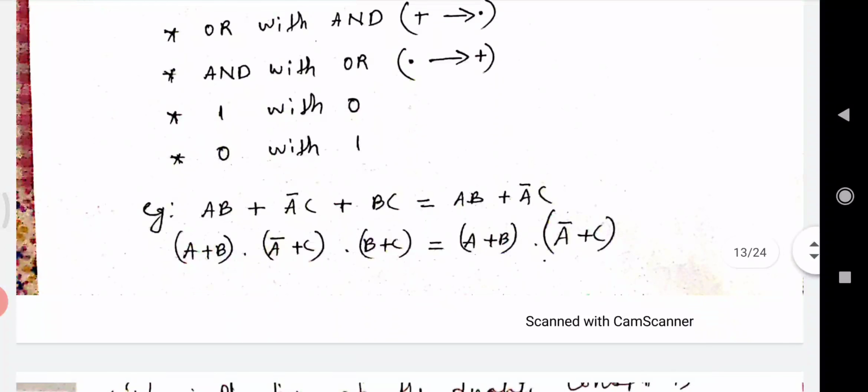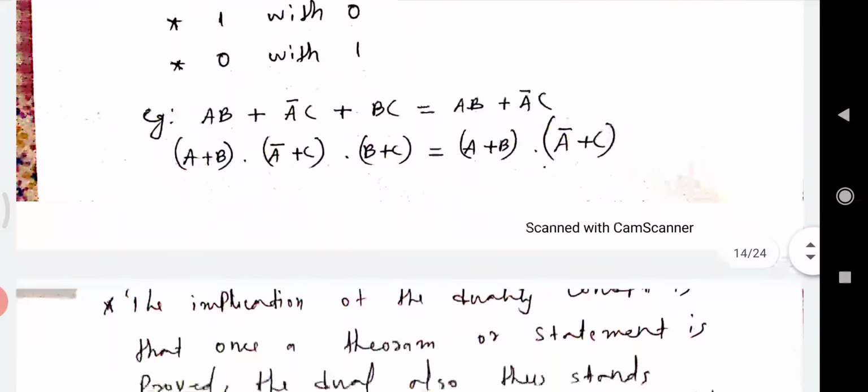The first example is AB plus A bar C plus BC equal to AB plus A bar C. In this case, in the conversion to the dual, the AB is converted into A plus B, the plus is converted into multiplication, and again the multiplication is converted into plus. Again the plus is converted to multiplication, and B dot C is converted to B plus C. That is OR with AND, next is AND with OR, and 1 with 0 and 0 with 1.